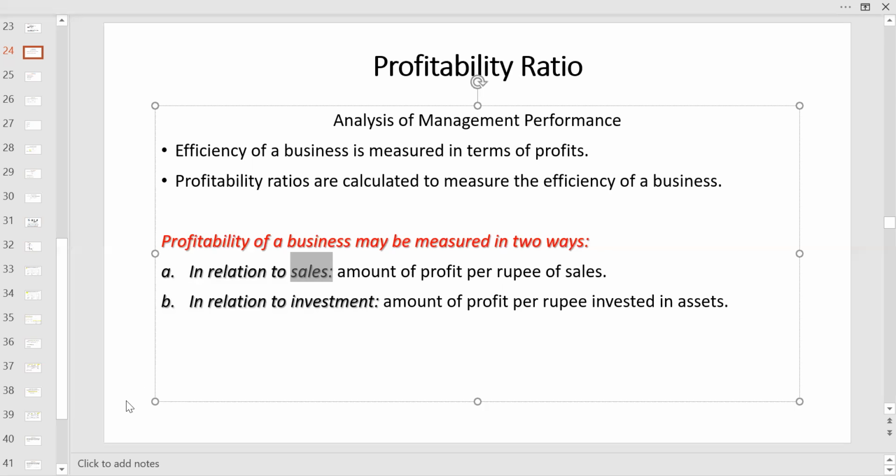ठीक है. सेकेंड होगा इन रिलेशन टू इन्वेस्टमेंट, कि आपने कितना पैसा लगाया था और उसके ऊपर आपको क्या प्रॉफिट हुआ है. In relation to investment, what the owner of the company has invested, and how much profit on that particular investment you are getting. So there are two different ways to calculate profitability ratios, and accordingly we can interpret.